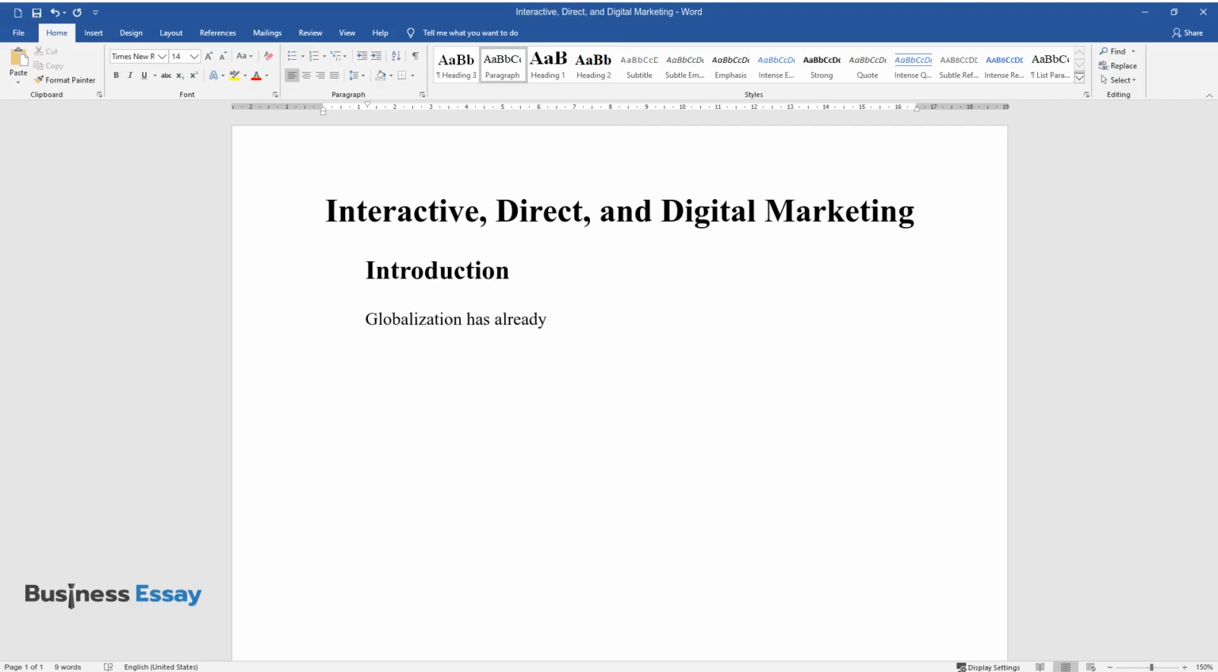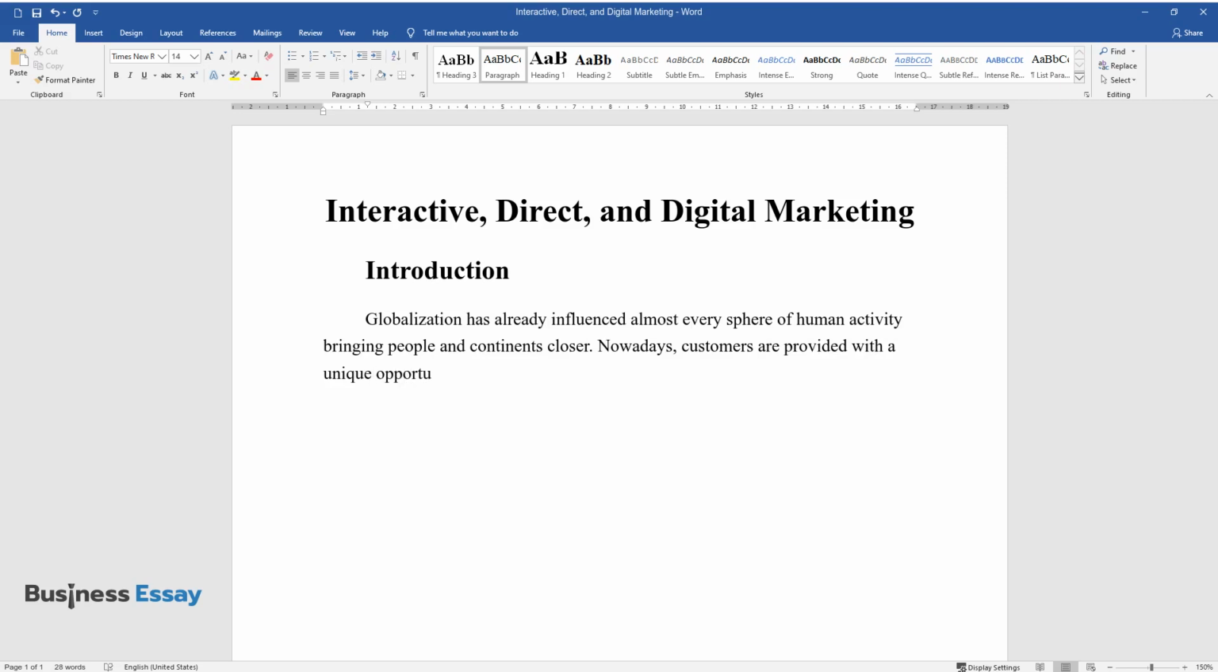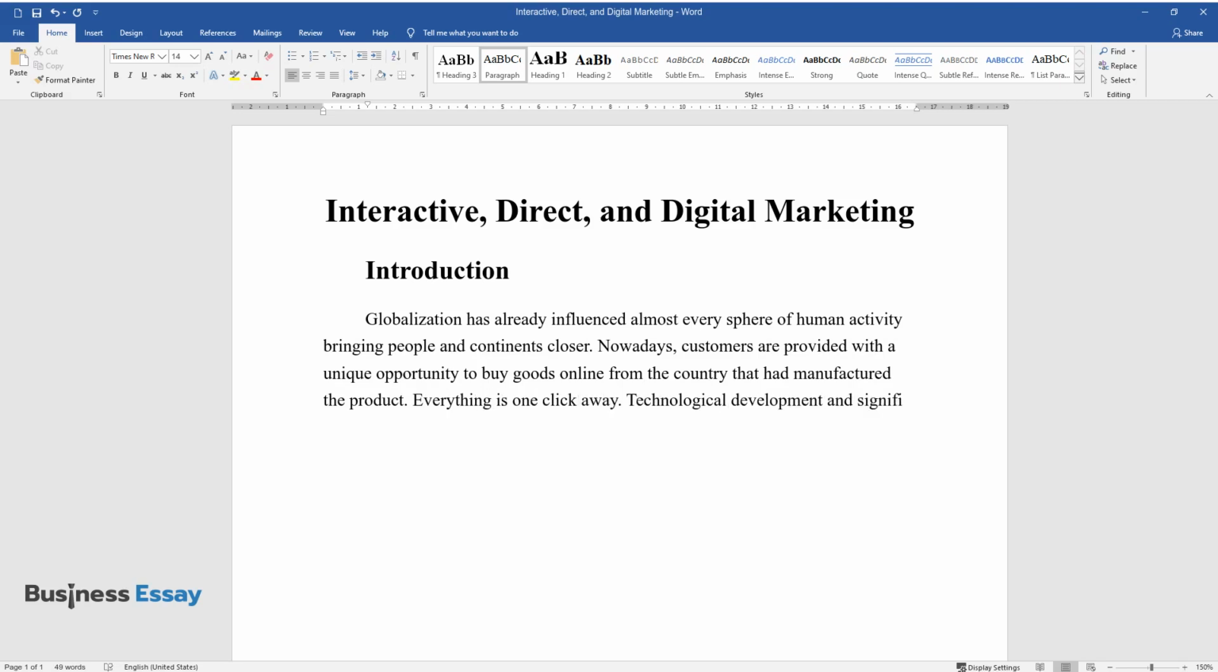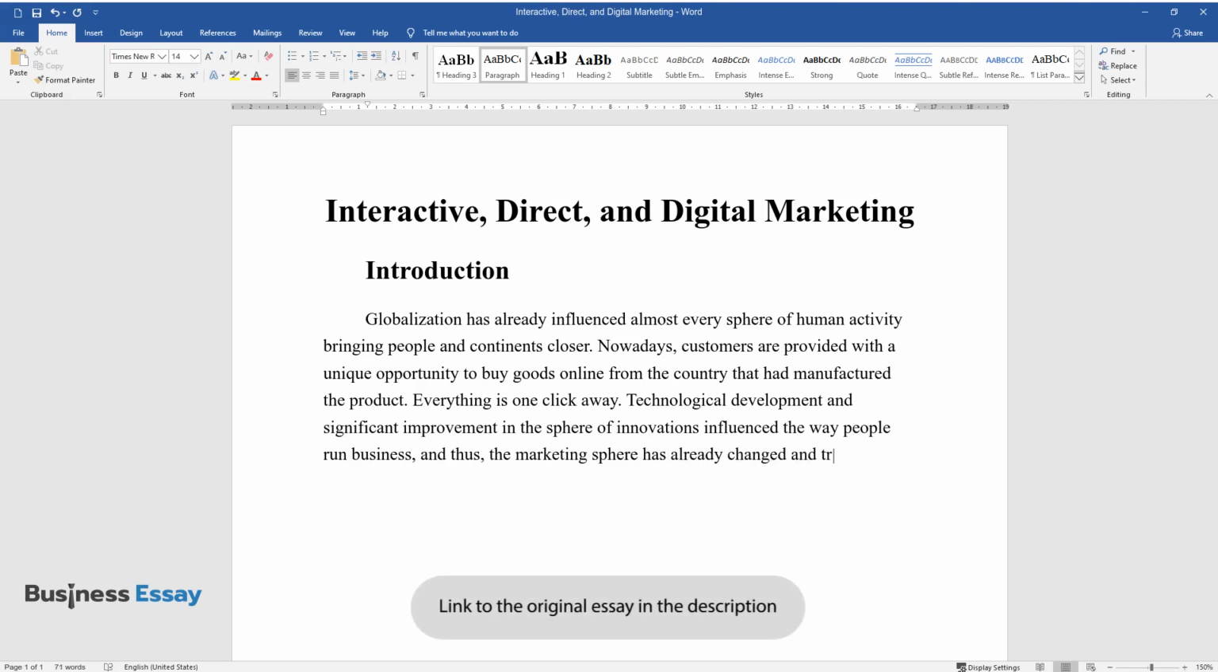Globalization has already influenced almost every sphere of human activity, bringing people and continents closer. Nowadays, customers are provided with a unique opportunity to buy goods online from the country that had manufactured the product. Everything is one click away. Technological development and significant improvement in the sphere of innovations influence the way people run business, and thus, the marketing sphere has already changed and transformed as well.